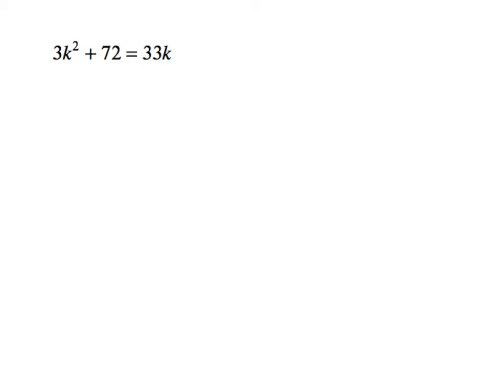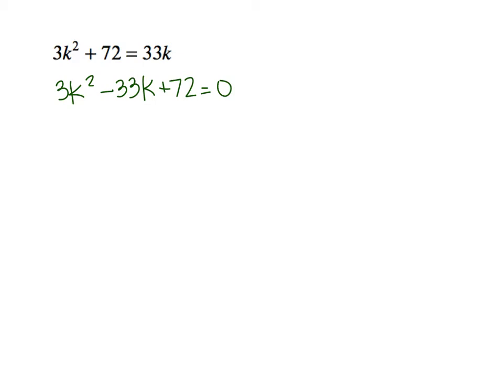Okay, so doing something like this, put it in general form first. We'll move that 33k to the other side. So I want to subtract 33k from both sides. So we have 3k squared minus 33k plus 72 is equal to 0. Okay, so looking at this, 3, 33, and 72.